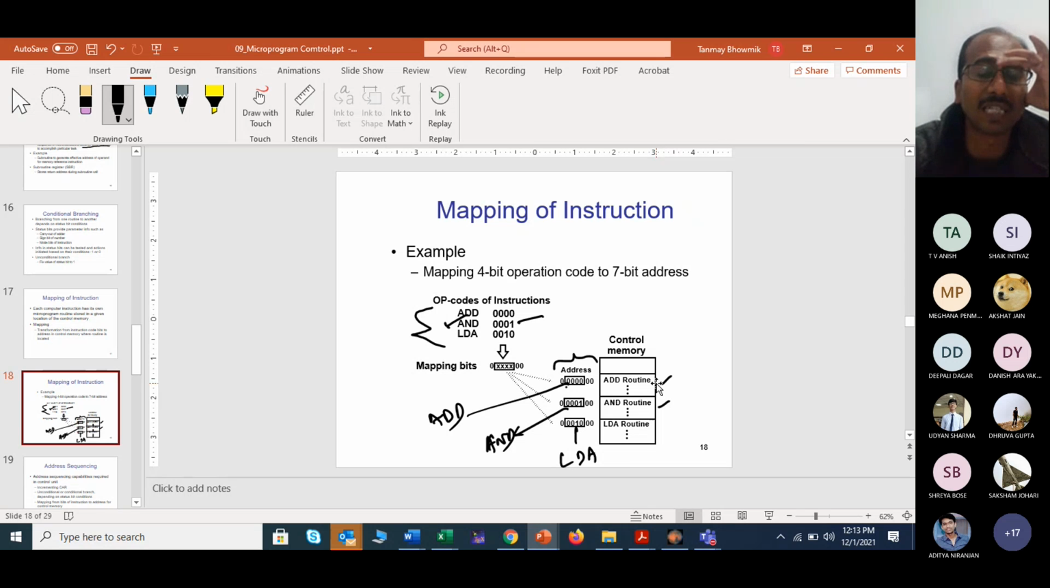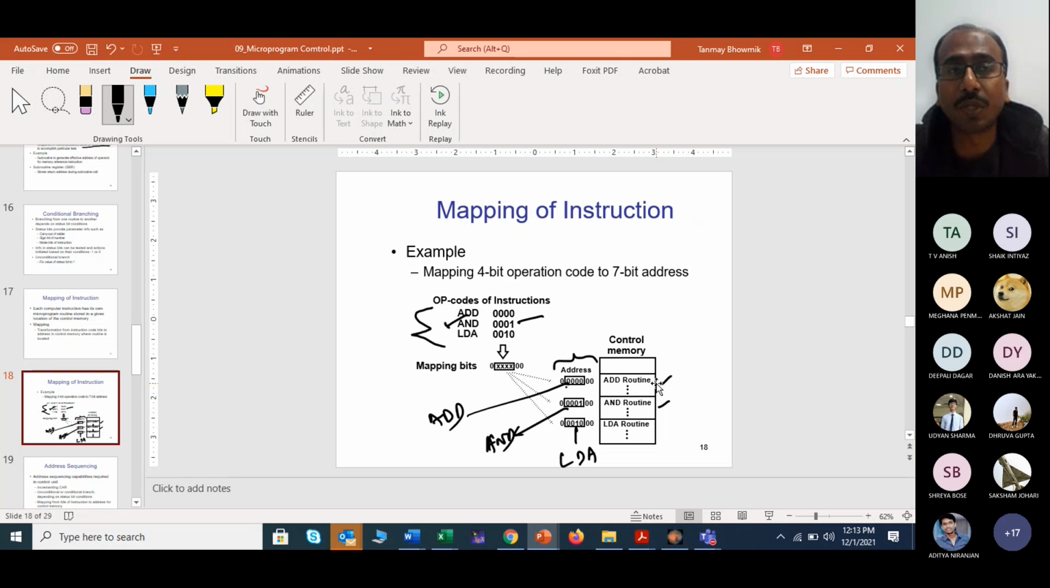So how are these instructions being mapped, or why is this mapping required? When you write an instruction like ADD followed by some operand, or AND followed by some data or operand, whatever it may be, you are a human being, so you know that ADD means you are going to perform addition and AND means you are going to perform the logical AND. But our system needs to understand this, right? That is why the opcode was there.